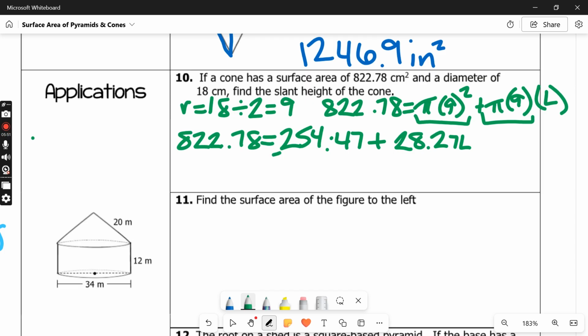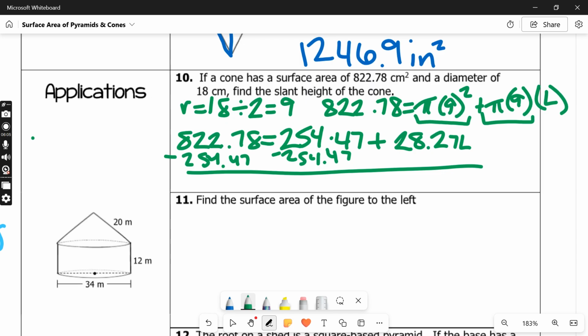Then I'm just going to work this backwards. I'm going to subtract that 254.47 from both sides. When I do, I get 568.31 is equal to 28.27 L. Then I'm just going to divide both sides by 28.27. When I do that, I get that my slant height is 20.1, and this would be centimeters.